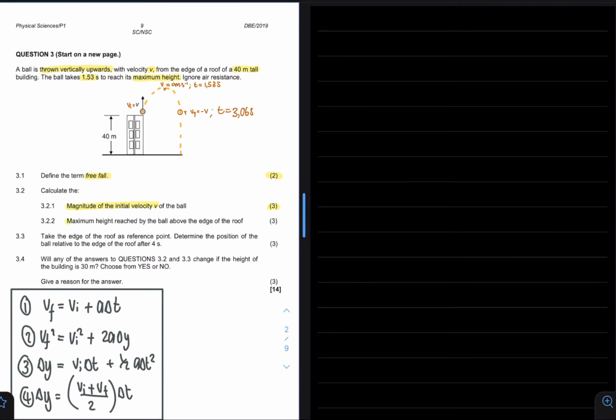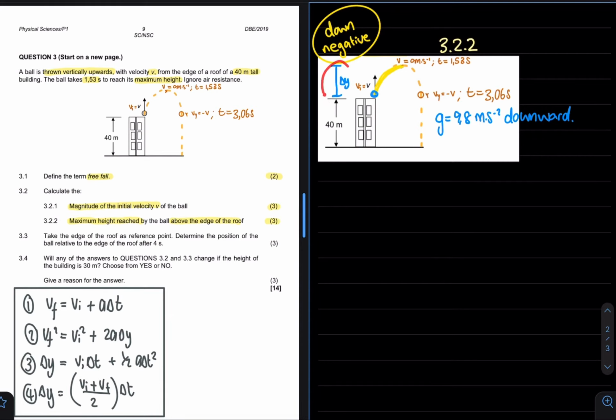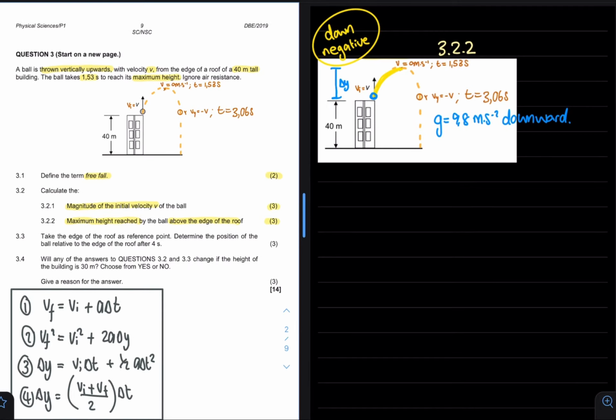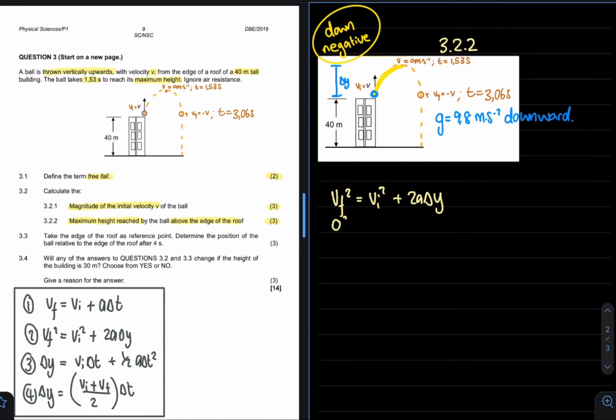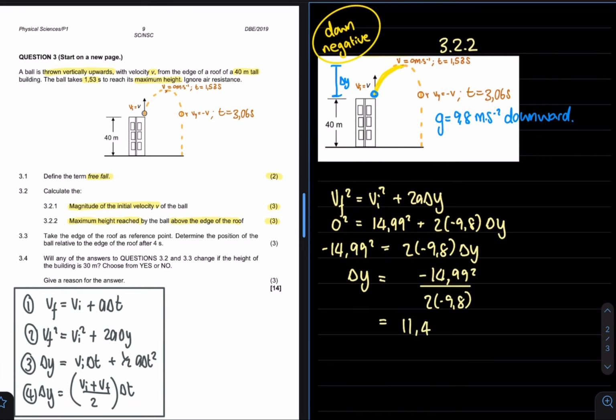3.2.2 asks for the maximum height reached by the ball above the edge of the roof for a total of 3 marks. So they ask for the height which the ball would reach above the building. If we look at our equations of motion, I can make use of either equation 2 or equation 3, seeing as both of them have the change in position, which we want to calculate, and we have enough information to use either one of them. This gives us a displacement of 11.46 meters above the building.